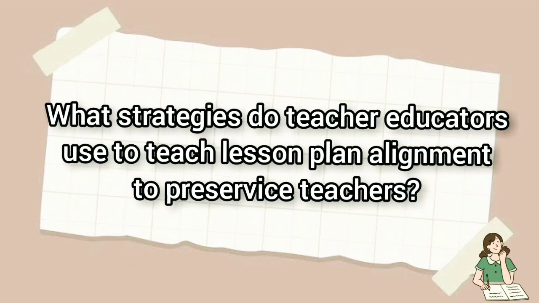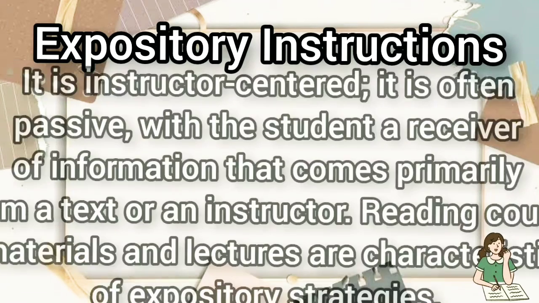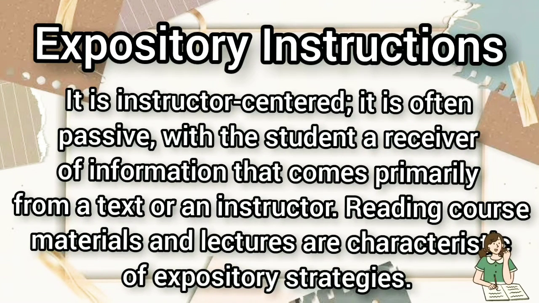Number 1: What strategies do teacher educators use to teach lesson plan alignment to pre-service teachers? The strategies identified align to 3 major categories. Number 1. Expository instruction. It is instructor-centered. It is often passive, with the student a receiver of information that comes primarily from a text or an instructor. Reading course materials and lectures are characteristic of expository strategies.